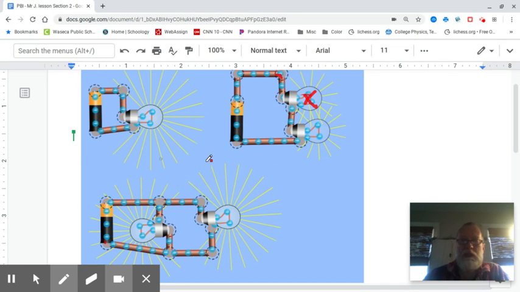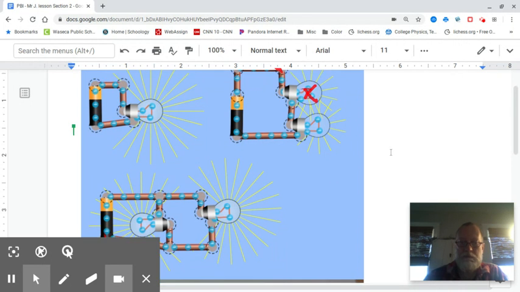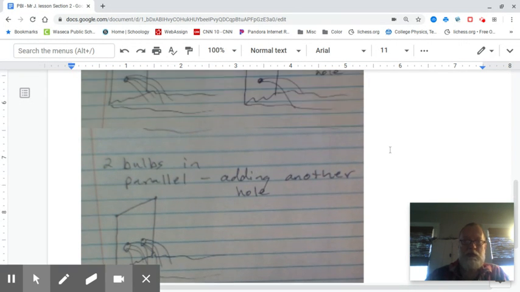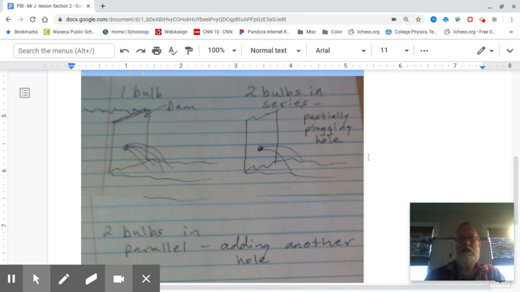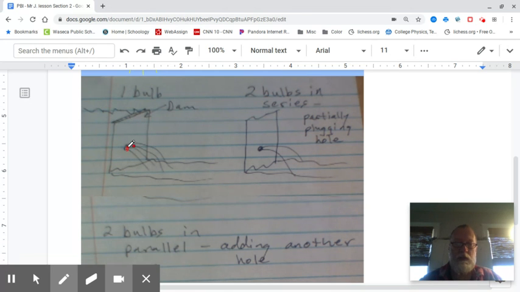I have a little analogy that I like to use, and no analogy is perfect, so this is just something to try to help you understand this. So what we have is a dam in my little picture here with a lake behind it, and we have a hole in the dam. The dam represents the battery, and the hole represents the light bulbs.